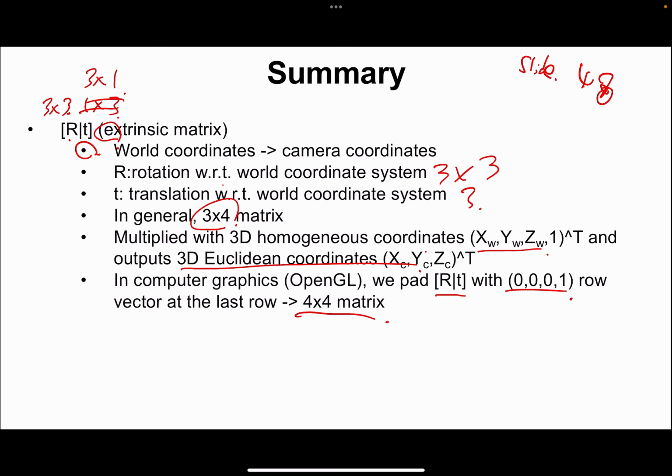The extrinsic changes the world coordinate system, 3D homogeneous coordinate to 3D Euclidean coordinate. And then it takes 3D Euclidean coordinates and outputs 2D homogeneous coordinate, UVW. And now, the second option is to multiply with 2D homogeneous coordinates, already divided by Z, so that the last element is just 1. So that it is 2D homogeneous coordinates. And it outputs 2D homogeneous coordinates, U divided by W, V divided by W, 1. And here is the important thing.